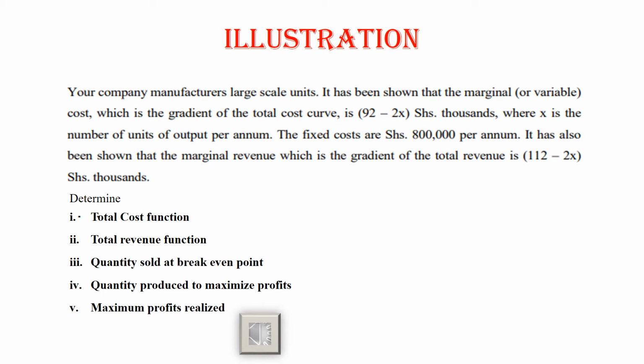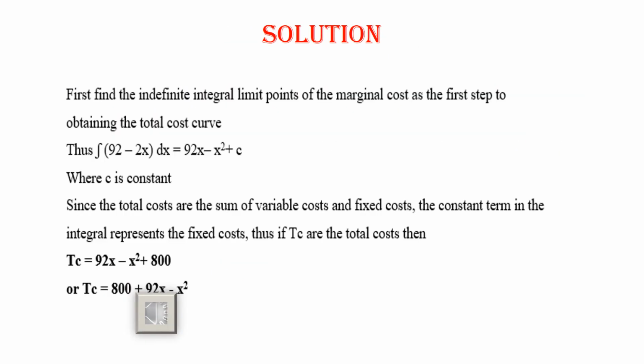Then we are called upon to determine the total cost function, total revenue function, quantity sold at break-even point, quantity produced to maximize profits, and the maximum profits realized. Let's look at the solution of the first one, that is determining the total cost curve.